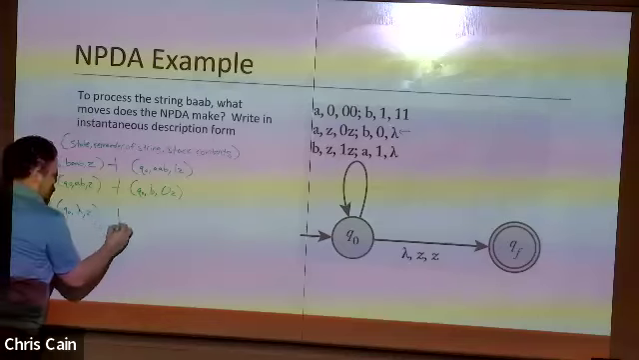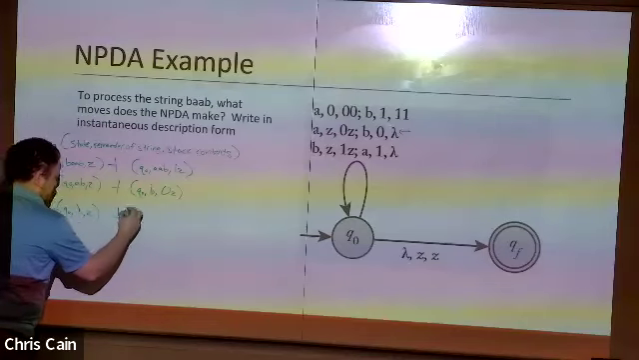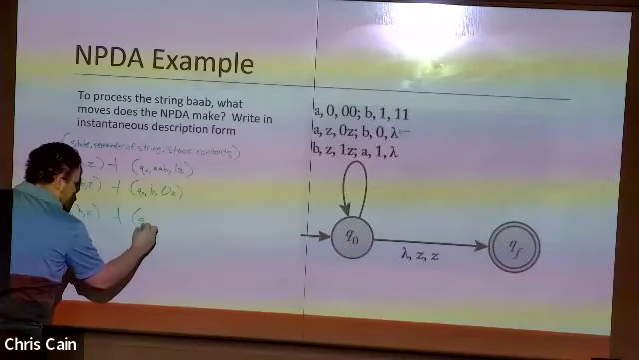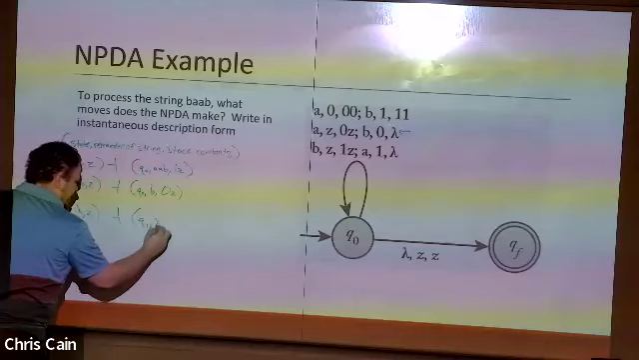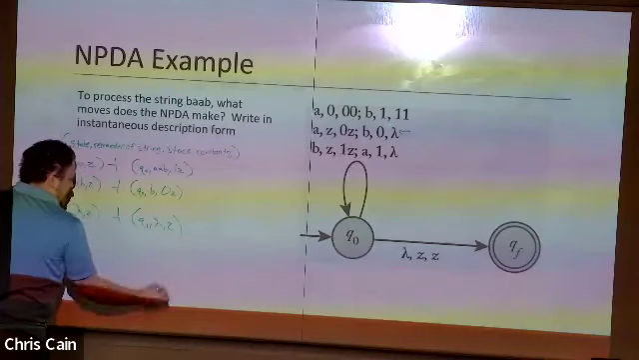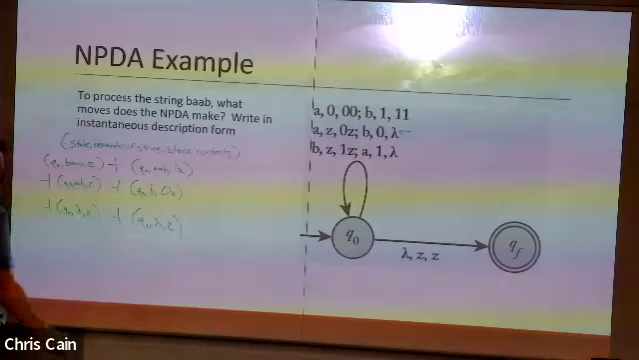So we can see that, via instantaneous descriptions, we can transition to Q1. There's still nothing left to read, and there's nothing on the stack. But this is the final state, so we accept. We're done parsing the string, and we've reached a final state. Because those two things are true, we can accept the string.